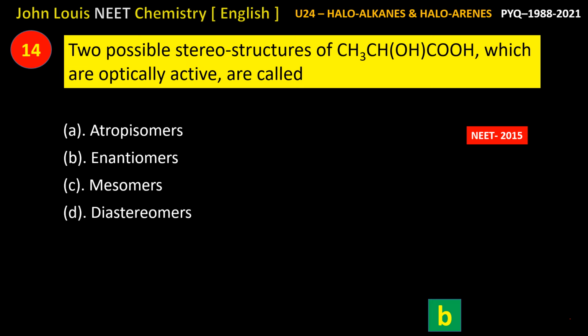The possible stereoisomers of CH3CHOHCOOH, this is lactic acid, which are optically active are called... So this is lactic acid. Here this carbon is a chiral carbon. See, carbon should have 4 bonds. One is bonded to the CH3 group, the second to hydrogen, the third to OH, and the fourth to the remaining COOH group.